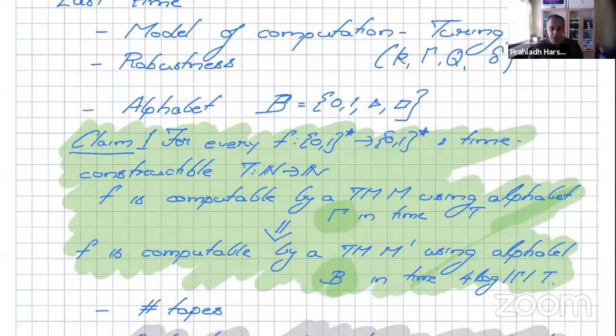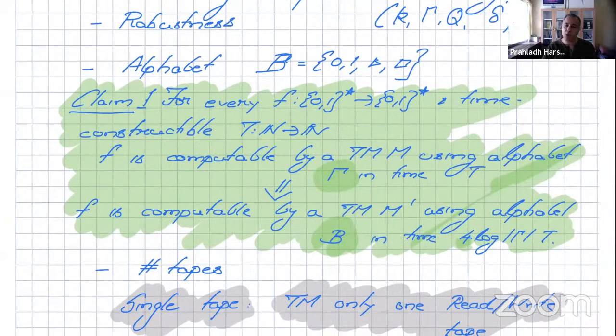And furthermore, the extra overhead, let's forget about this, I don't know why I put 4 here. What I meant is some constant times log gamma times T. So that is the overhead. We'll see a proof of this. This is something I mentioned: without loss of generality, you can always convert the alphabet to just 0s and 1s.